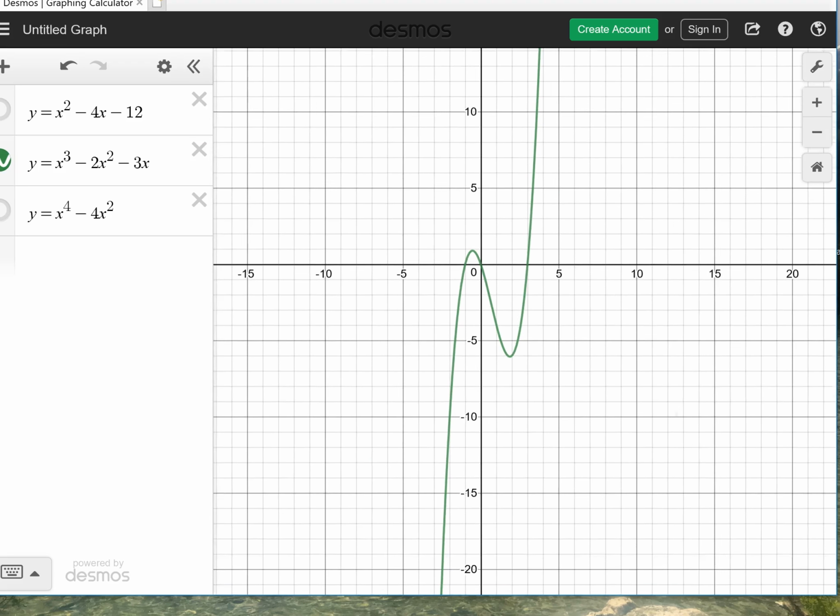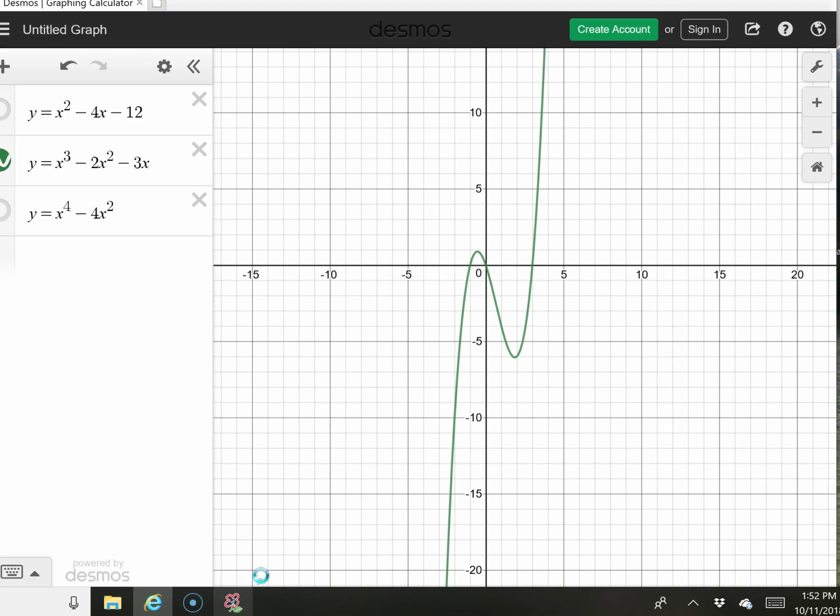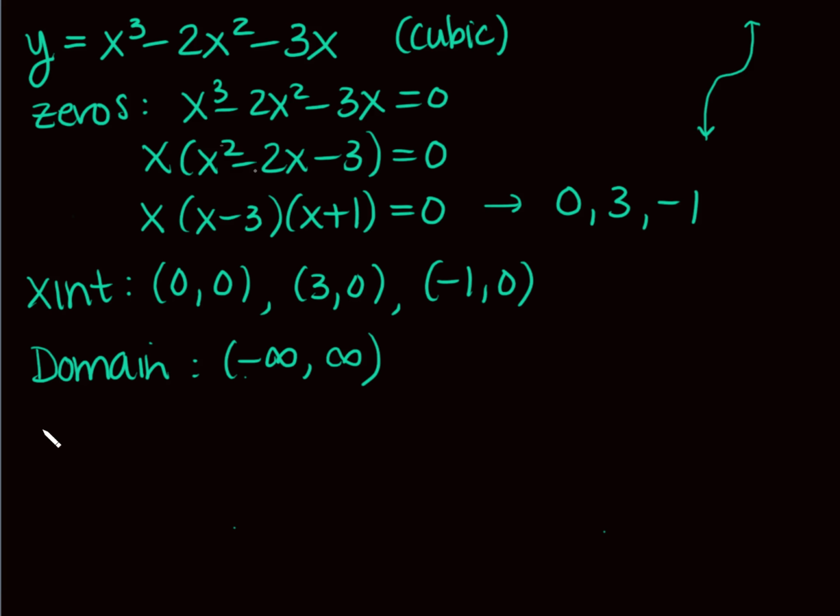And then if you look at your range, clearly we can get any value we want. So my range is going to be minus infinity to infinity. So let's go ahead and put that.